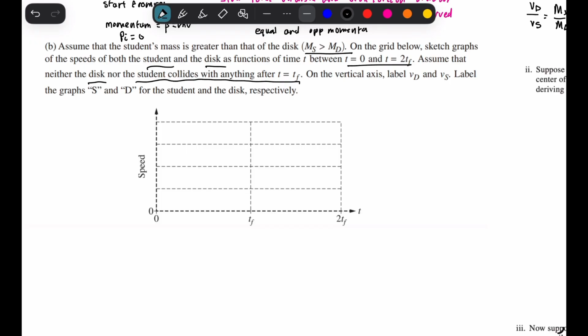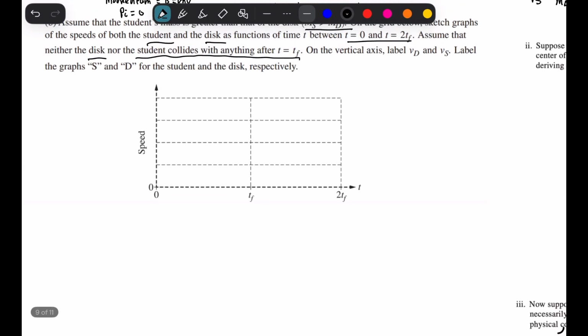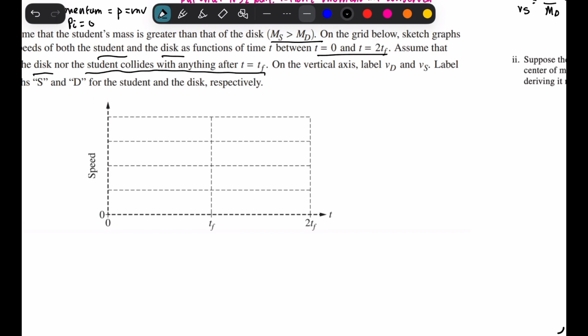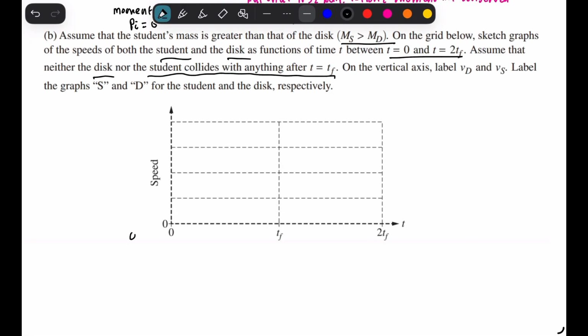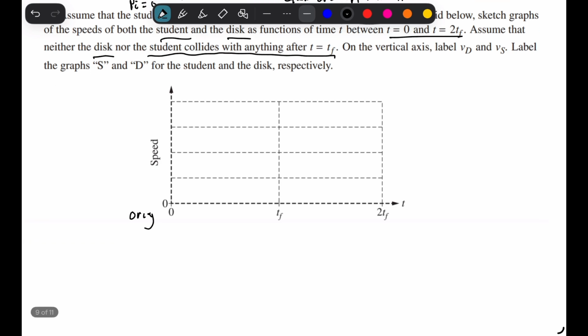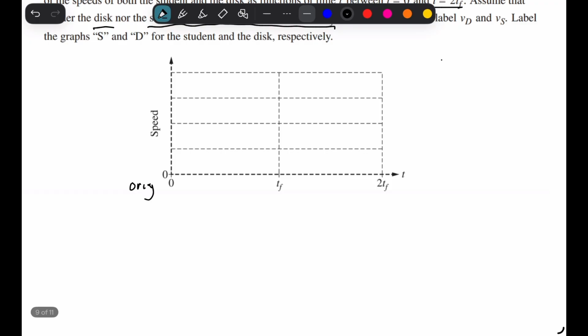So here, first, we're going to require a straight line segment between 0 and t_f. We know they're both going to start at the origin because we start from rest. They're going to have different positive slopes because of the different change in x over time. We have v_D greater than v_s, right?